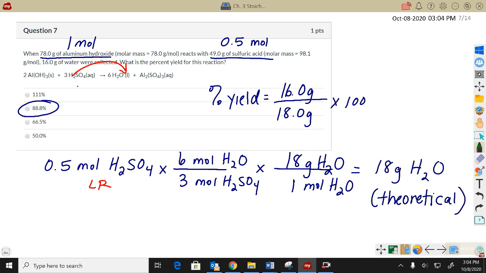And the last couple. I have 78 grams of aluminum hydroxide, and how nice, they gave me the molar mass to be 78 grams. So I have 1 mole of aluminum hydroxide. It reacts with 49 grams of sulfuric acid. The molar mass is about 98, so I have half a mole. 16 grams of water were collected. What is the percent yield? Okay, so percent yield is actual over theoretical.